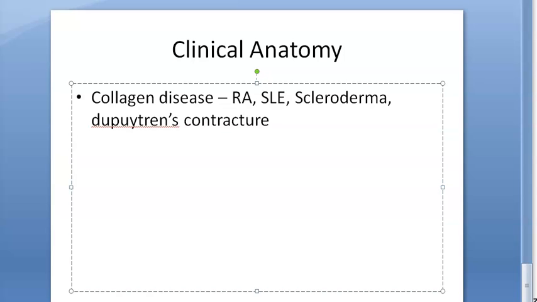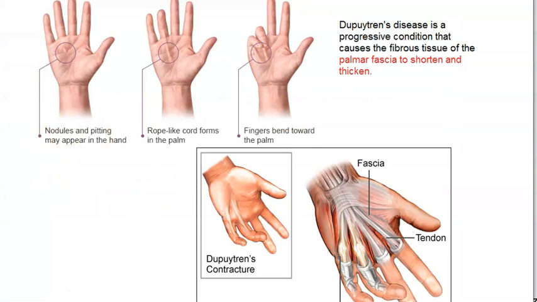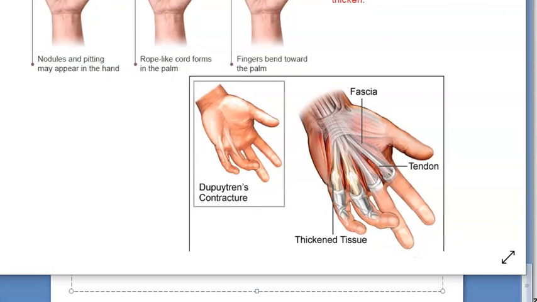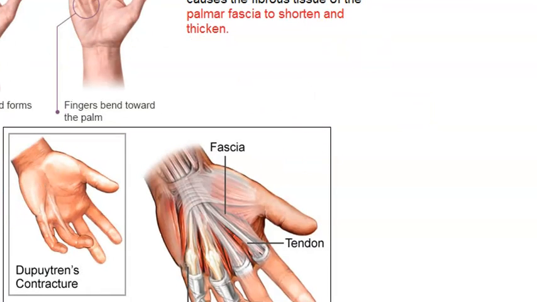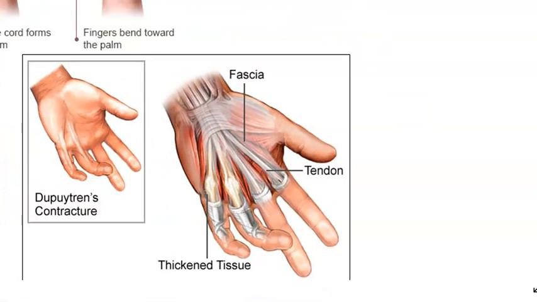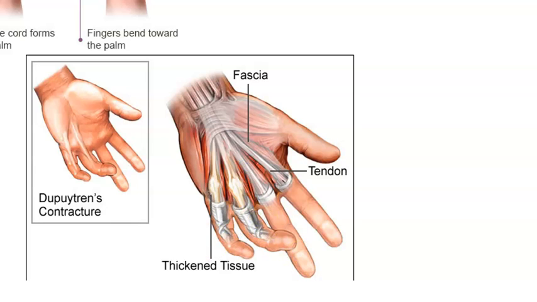Dupuytren's contracture, have you seen it, guys? Look at this. This image, I think you have already seen in the previous video. How the hand, you can see these two small fingers, how they have folded. This is because of the thickened tissue here. So that is why the palmar fascia has thickened, and also this Dupuytren's contracture can happen with smokers, etc.